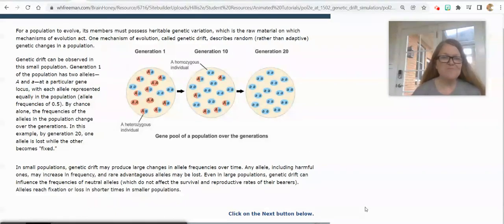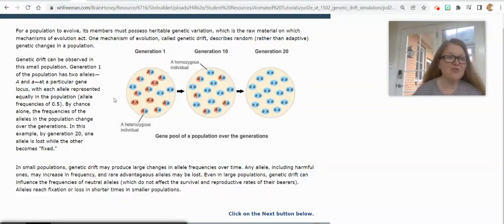So, it says here for a population to evolve, its members must possess heritable genetic variation, which is the raw material in which mechanisms of evolution act. So one mechanism of evolution, genetic drift, is random. It's almost the opposite of natural selection. Random chance events occur to a population, and basically these organisms are just lucky. Genetic drift occurs when you have a small population.